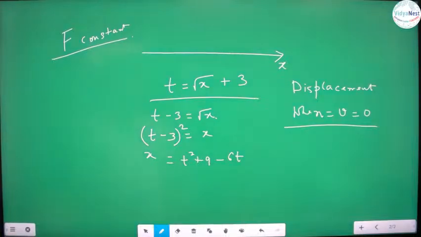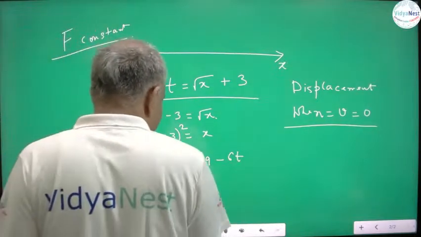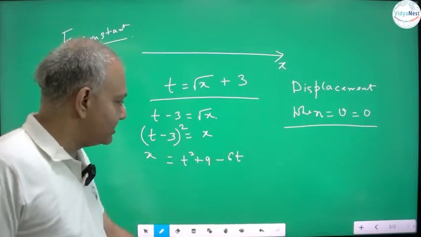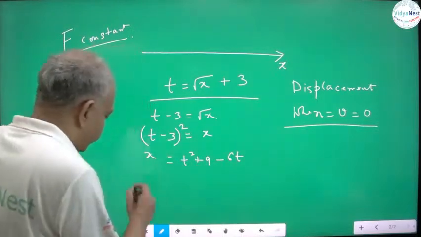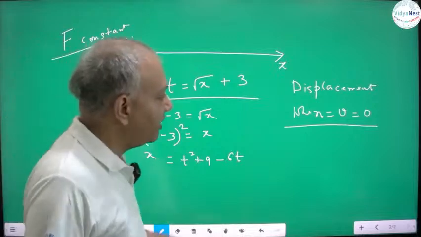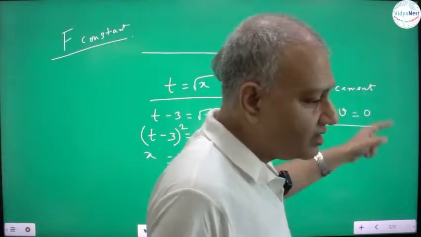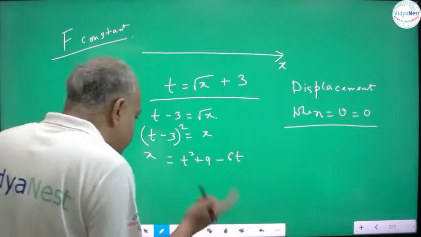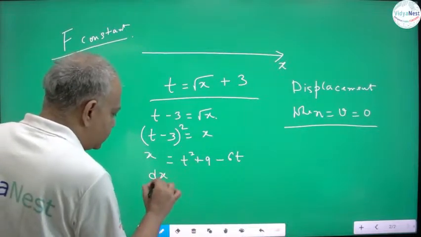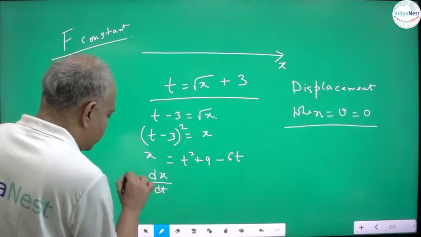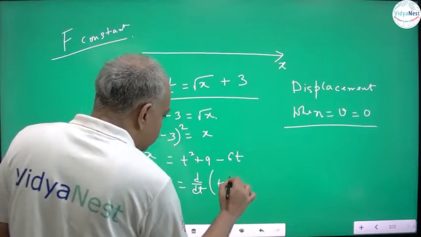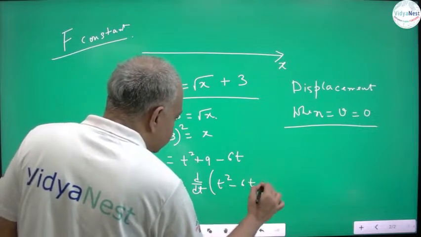So we got a relation. x is equal to, it is a function of time, the displacement is a function of time, x is equal to t square plus 9 minus 6t. Okay, so now what to do from here? If I want to find the velocity, because we have to make the velocity 0, and at that instant of time, the time we have to find, dx/dt is my velocity.